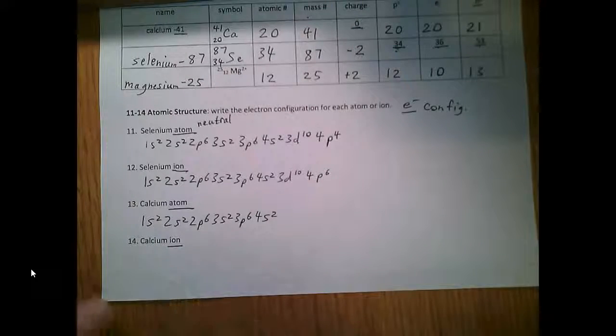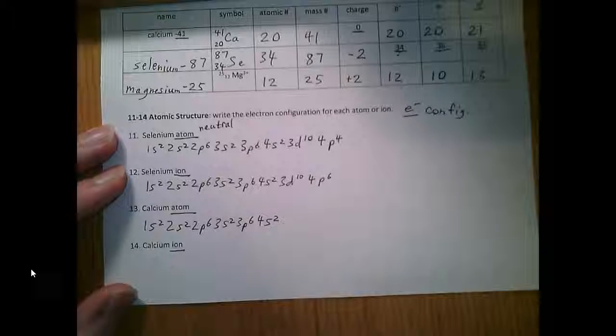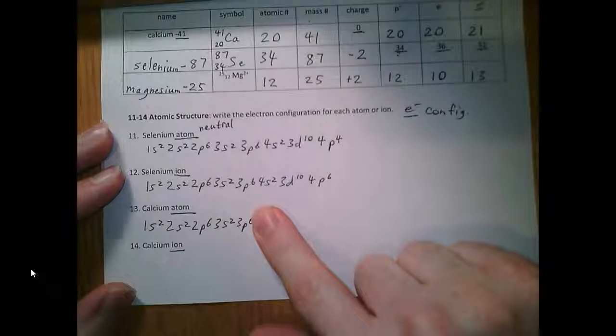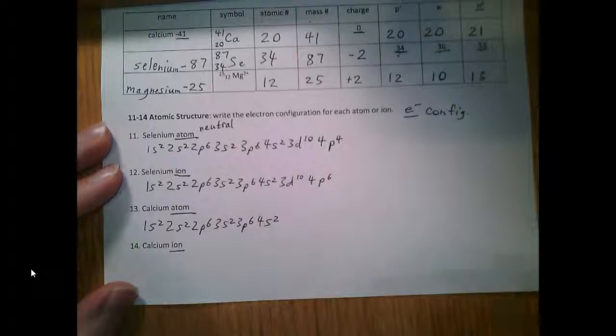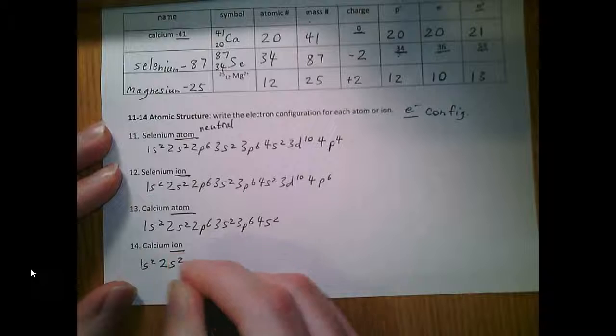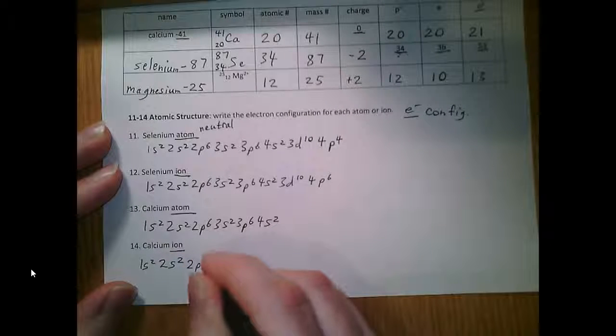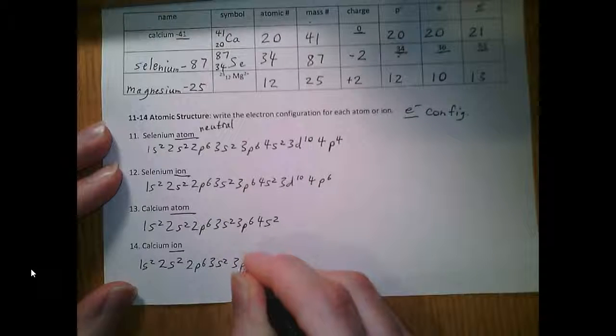So we're going to have 2 fewer electrons in our ion. It's going to be these 2. So it's going to end up being just that electron configuration, losing the 2 last electrons. So we have 1s2, 2s2, 2p6, 3s2, 3p6.